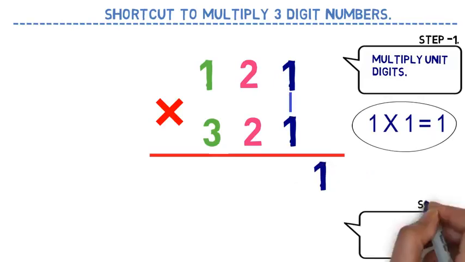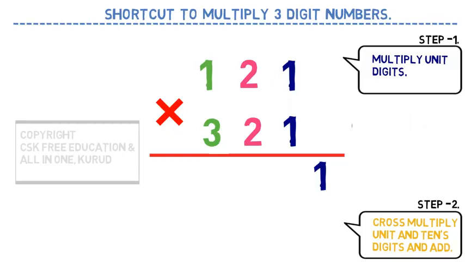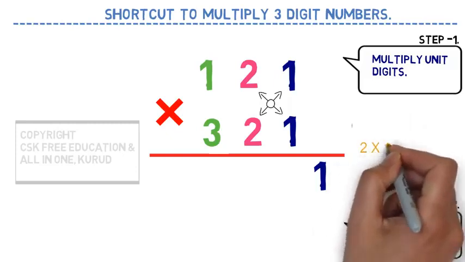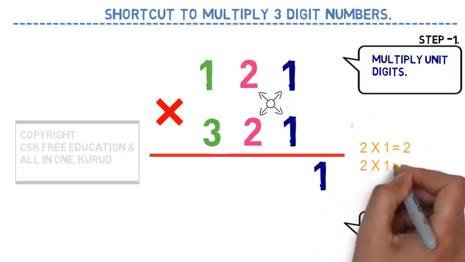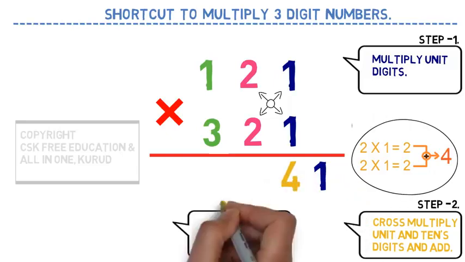In step 2, we'll cross multiply the unit digit and the tens digit. Here we have 2 and 1. The tens digit is 2 in both the numbers and the unit digit is 1. So we'll multiply 2 into 1, and once again 2 into 1. We get the result as 4. This is going to be the tens digit. We'll write down 4. Now let's move on to step 3.